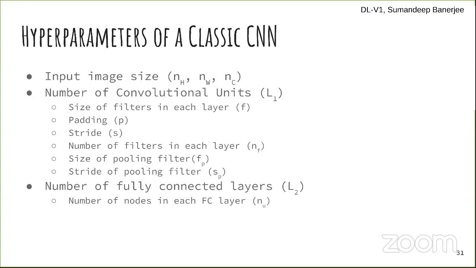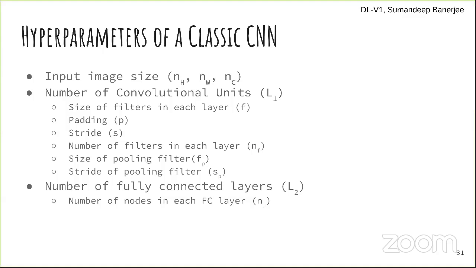And then for the pooling step, we must decide what should be the size of the pooling filter and what should be the correct stride of the pooling filter. A very common approach is to use SP is equal to FP, so that there is no overlap, but other variations also exist. Then comes the number of fully connected layers.